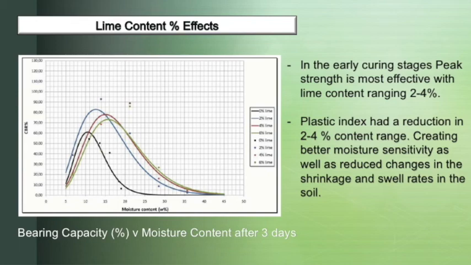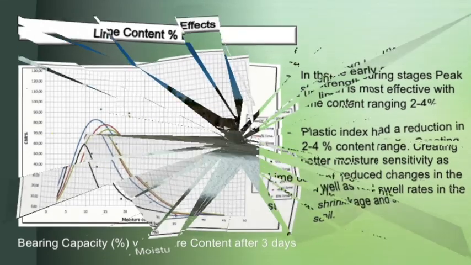On the other hand, when we consider shorter periods of lime content, smaller doses such as 2 to 4% largely increase strength, being more effective with less sedimentation. Having a smaller fabricated change in the smaller particles allowed for the plastic index to reduce. This improvement in the optimum moisture content allows for higher compressibility and better moisture sensitivity, as well as a reduced change in shrinkage and swell rates in the soil.